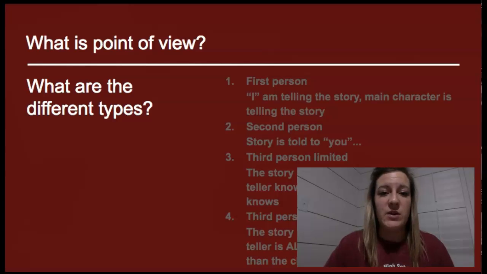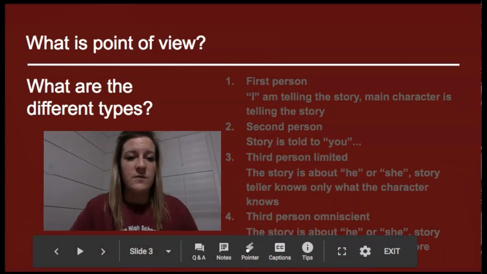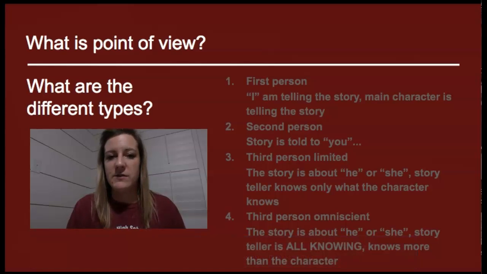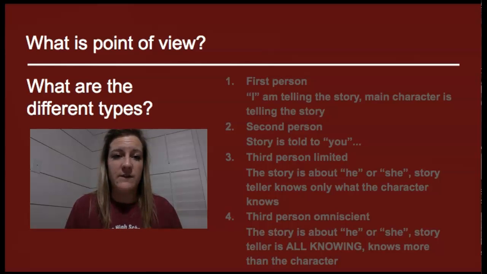So, what is point of view? I know you've probably talked about point of view for a very long time, just in reading class and things. There are different kinds of point of view. So we've got first person, where it's I. The pronouns in a first person point of view piece are always going to refer to themselves as I. So the main character is the one telling the story.